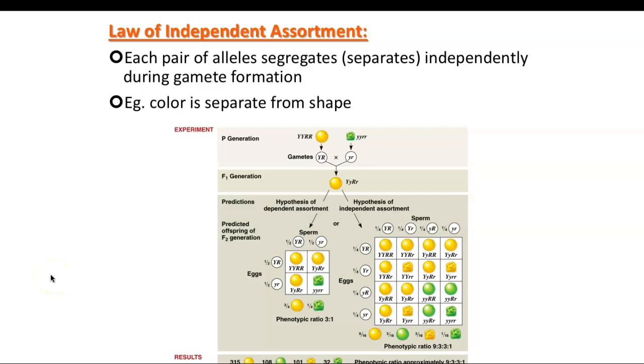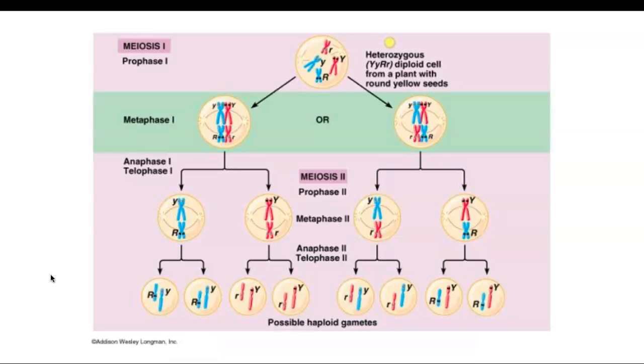Each of the alleles separates independently. This goes back to meiosis, where chromosomes line up on the metaphase plate independent of each other, and they segregate independently. I just don't think you'll be asked about this law of independent assortment. Man, I hope not. It's so hard to explain.